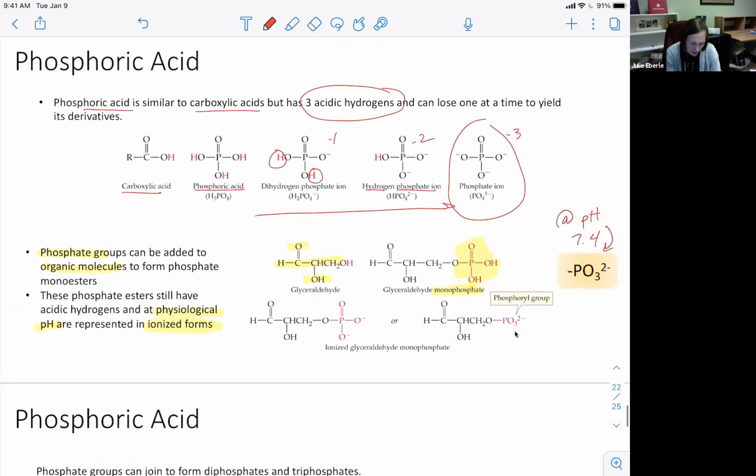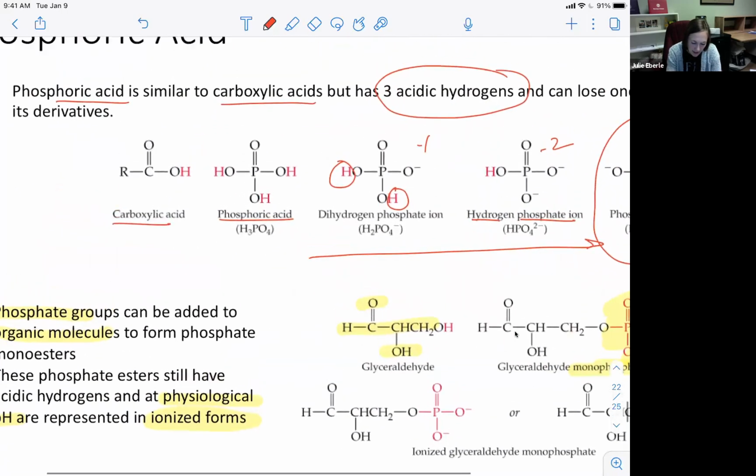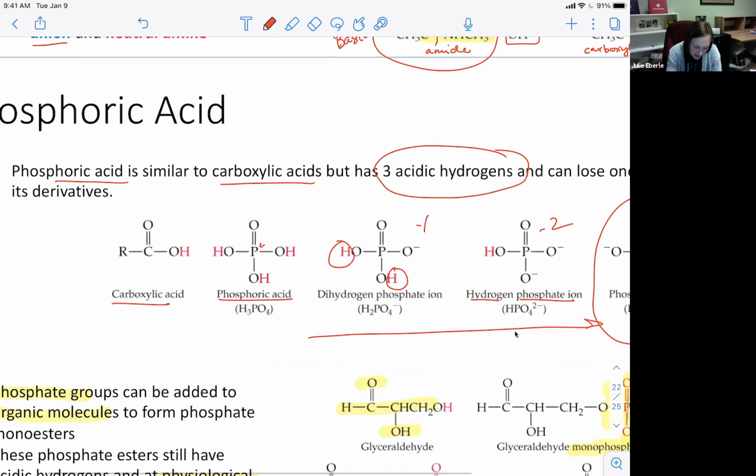I didn't even go over this, but why are we calling it phosphoric acid? You might have noticed instead of a carbon in the middle, it's a phosphorus in the middle. I'm sorry, I should have said that at the beginning. You probably noticed that though.